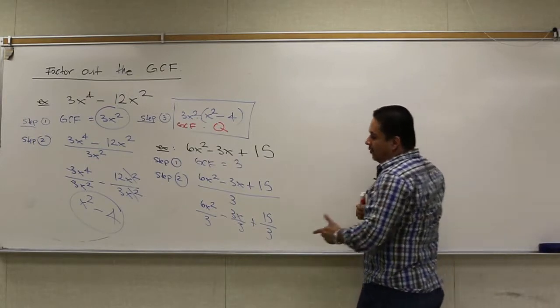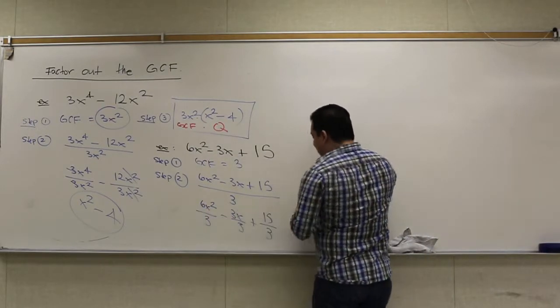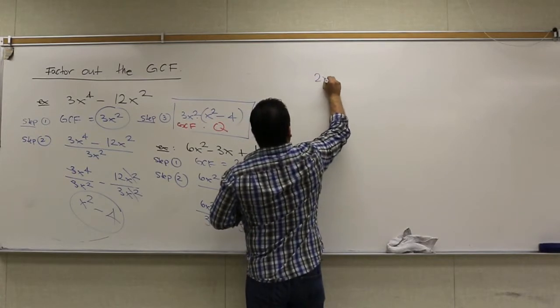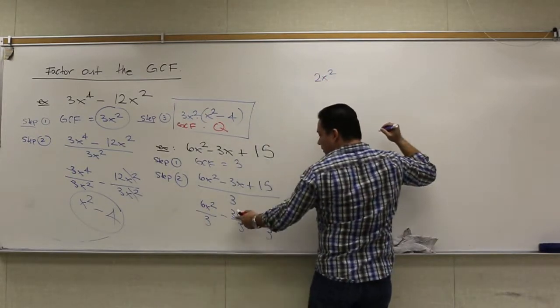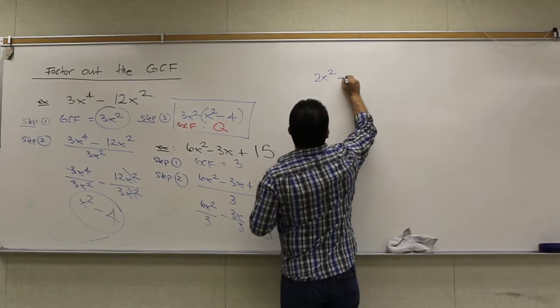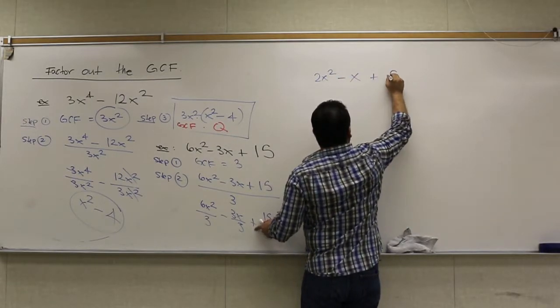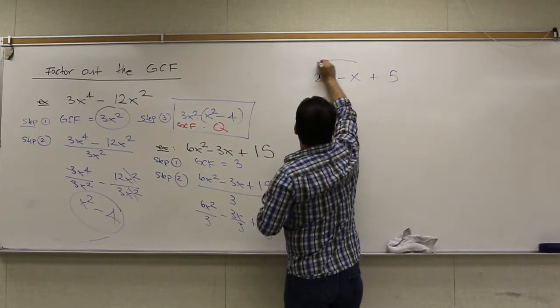So what do you guys get for a quotient, right? 6 and 3 is what? Is that 2x squared? Okay, and then what do you got? 3 and 3, what is this? Minus x, plus, what's 15 divided by 3? 5. Here's your quotient.